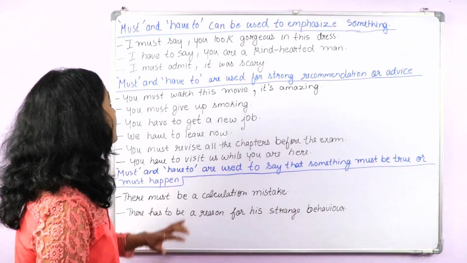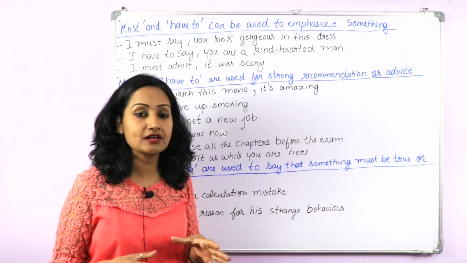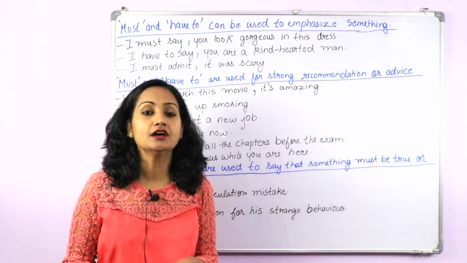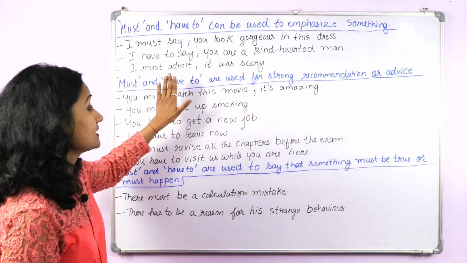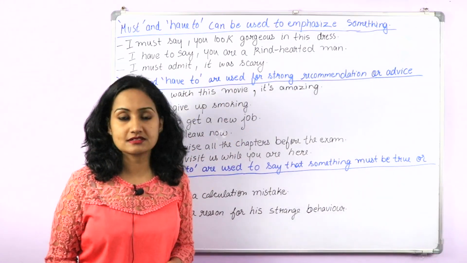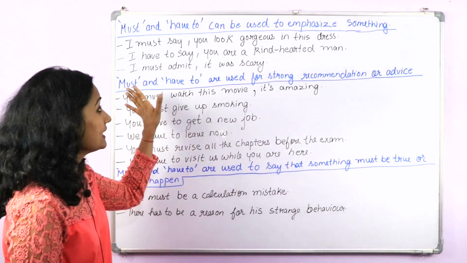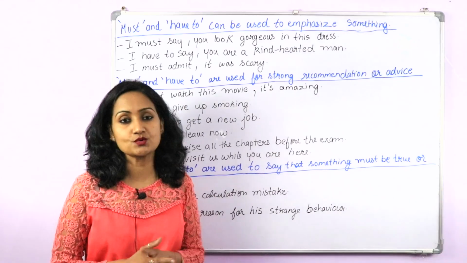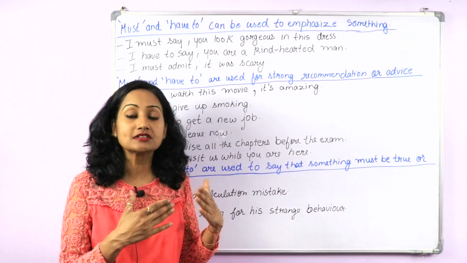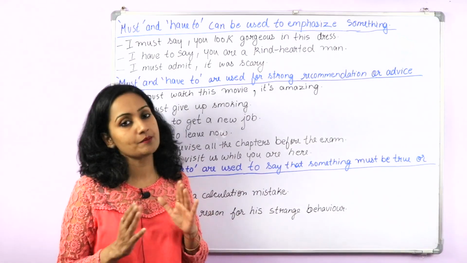Next is must and have to can be used to emphasize something. Whenever you want to emphasize something, you can use must or have to. I must say you look gorgeous in this dress. I have to say you look gorgeous in this dress. I have to say you are a kind-hearted person. I must say you are a kind-hearted person. So this way, when you want to emphasize something, you can use have to or must.